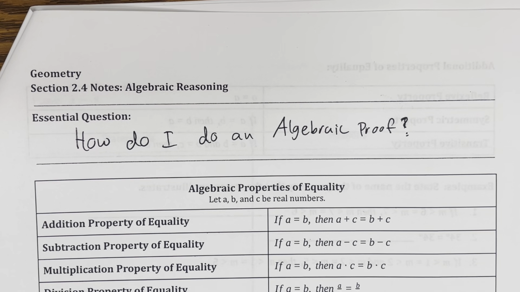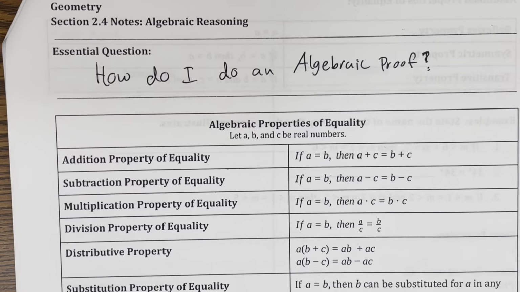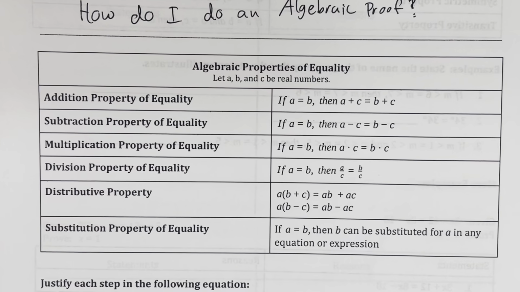All right, Mr. Ahmed here for 2.4. Our goal for today is algebraic reasoning, and we are going to write algebraic proofs. Before we start with some algebraic proofs, we're going to talk about some properties that you've used in Algebra 1 and that you know, but really haven't put a name to them.